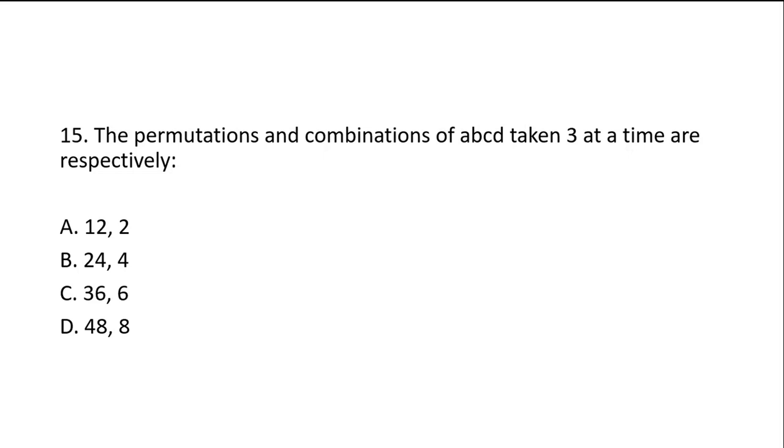Very simple. The permutation and combination of A, B, C, D taken... A comma, B comma, C comma, D. It is not only one word. Yeah, separately. A comma, B comma, C comma, D. Totally we have 4 values.